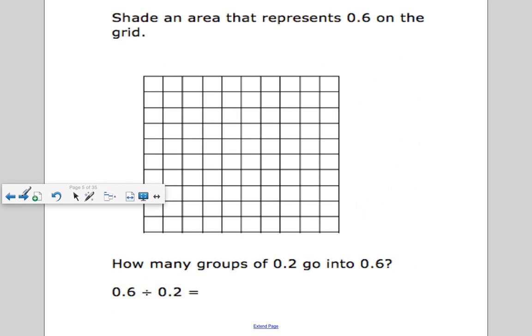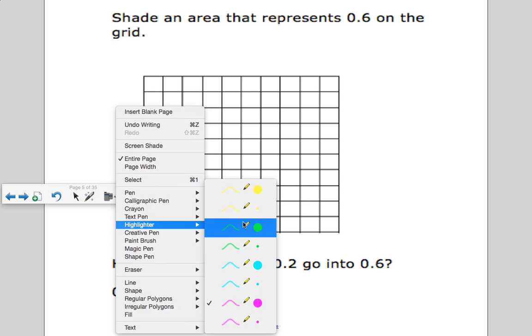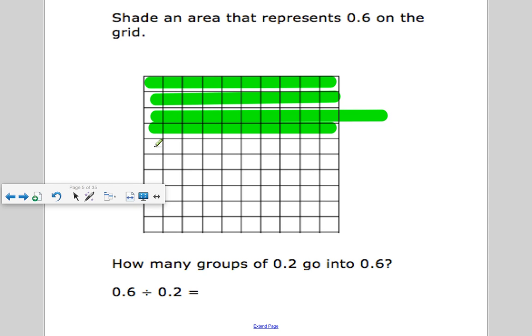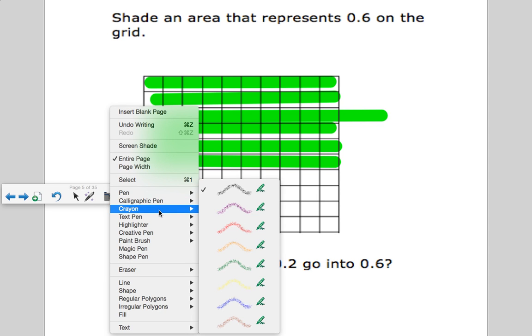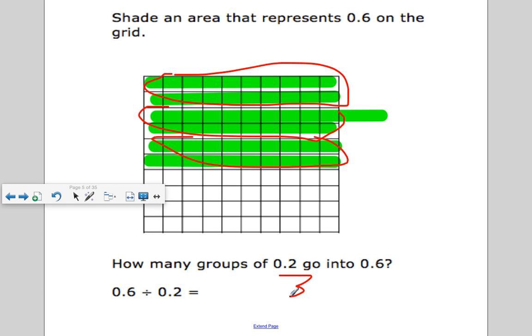7 people. Now, shade in the area that is 6/10. So I shade in 1/10, 2/10, 3/10, 4/10, 5/10, and 6/10. So it says how many groups of 2/10 go into 6/10. I see one group of 2/10. I see a second group of 2/10, and I see a third group of 2/10. So 3 groups. 3 groups of 2/10 go into 6/10.